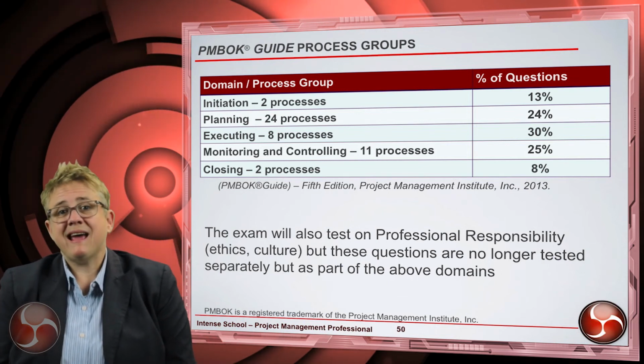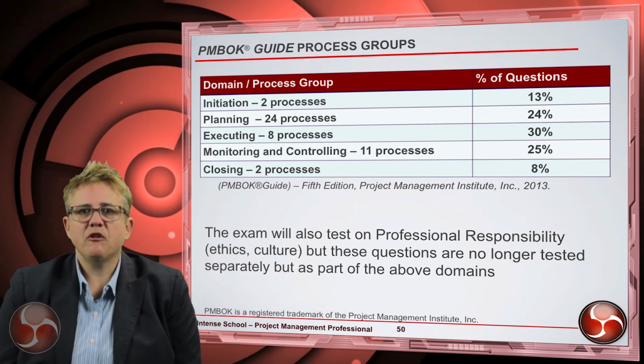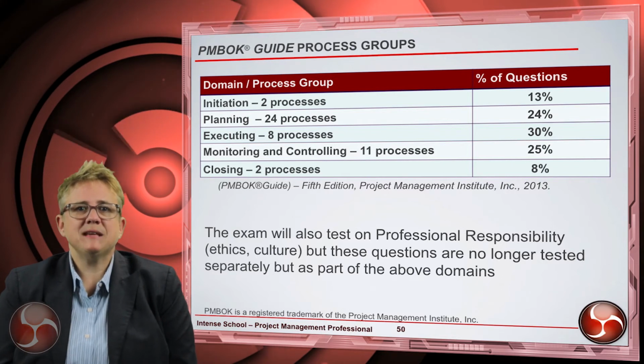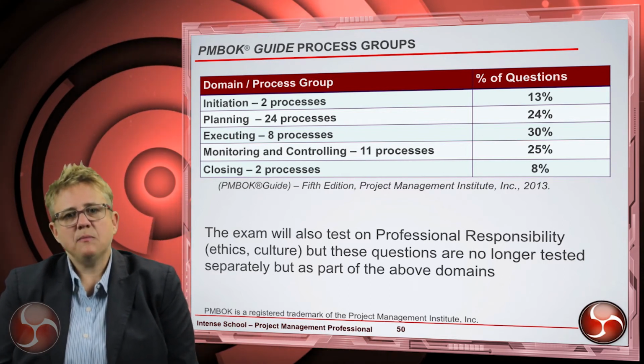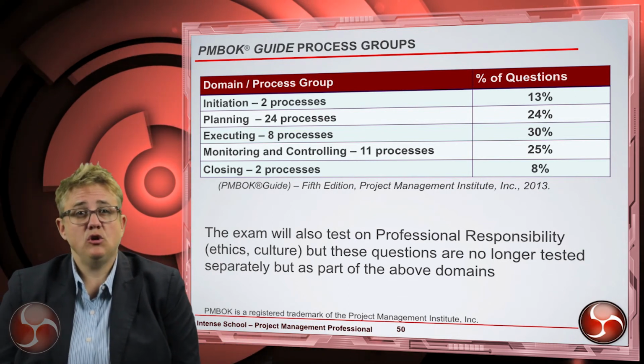The largest being executing, that's performing the work of the project. So obviously that's very, very important. And it's interesting because executing only has 8 processes, and those 8 processes are worth 30% of your score. So that's definitely an area you want to focus on.